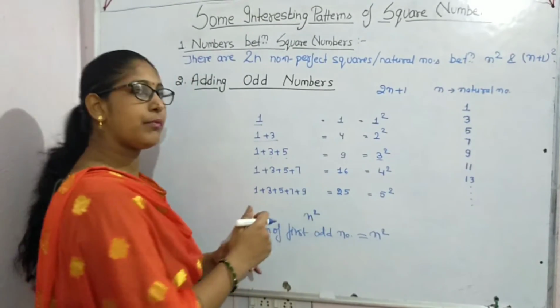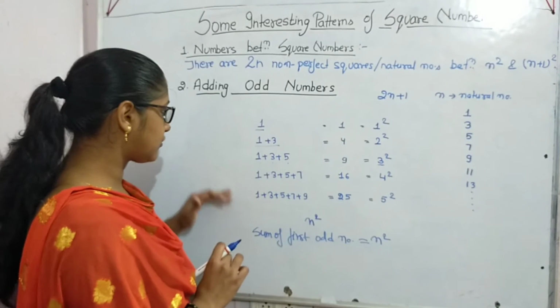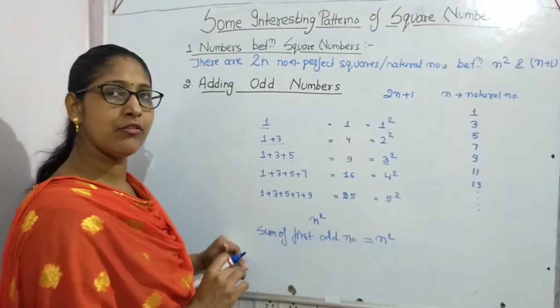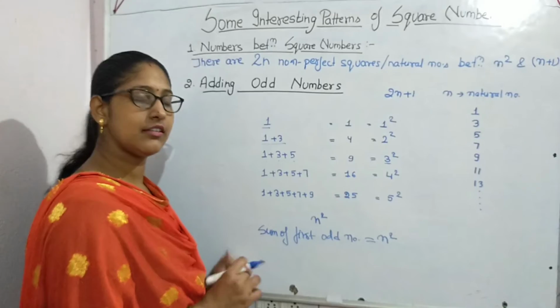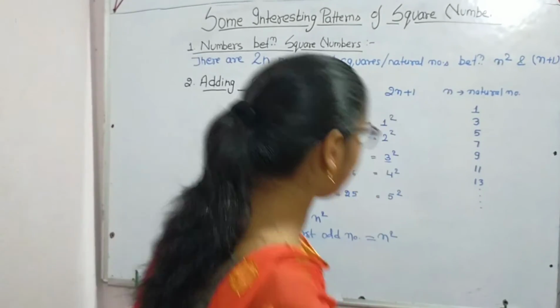Can we reverse the property also? A perfect square is the sum of the first n odd numbers. So we check it with the help of this property.